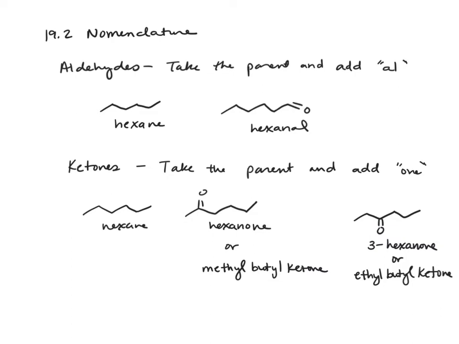When we go from hexane to the ketone form, if the ketone is at the 2 position, then it is implied that the numbering position is 2. If you don't have to use the number 2, you just say hexanone, or you could call it methylbutyl ketone. But if you move that carbonyl to position number 3, now it's not implied what position the carbonyl is at, so you have to call it 3-hexanone or ethylbutyl ketone. Both are acceptable.